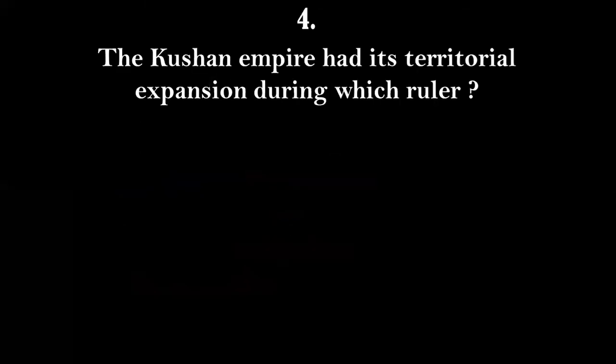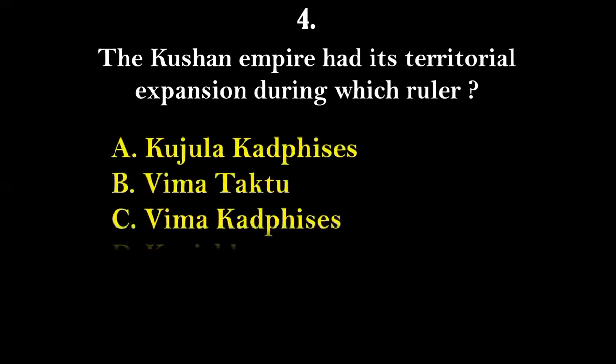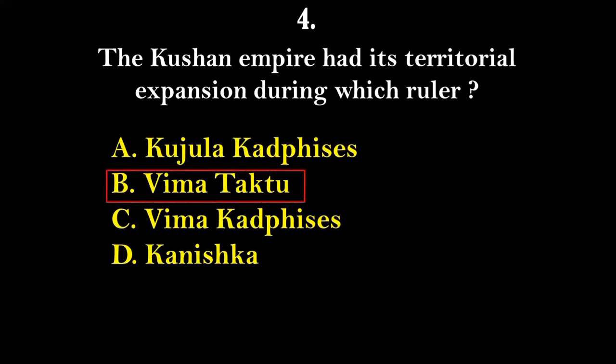Question number 4. The Kushan Empire had its territorial expansion during which ruler? Options given here are again Gujula-Gatvasis, Vimataktu, Vimagatvasis, and Kanishka. And the right answer for this will be option number B, that is Vimataktu. We should keep in mind that the founder of the Kushan Empire in India will be Gujula-Gatvasis, but the Kushan Empire had its blooming in terms of territorial expansion during the time of Vimataktu.